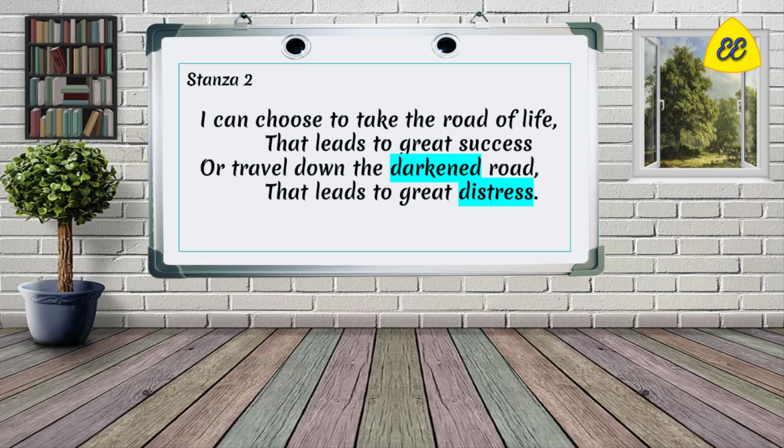Or if a teenager follows the darkened, means evil road, then there will be a great worry and strain. In this second stanza, the poet highlights the importance of the correct path for a successful life.